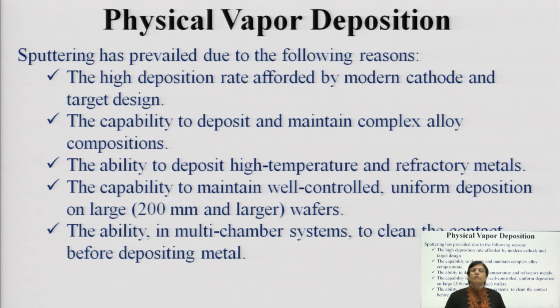Now, why is sputtering normally preferred? It prevails due to the following reasons. It has a high deposition rate, which is afforded by modern cathode and target design. Secondly, it has good ability to maintain complex alloy compositions. It has the ability to deposit high temperature and refractory materials. It has the capability to maintain well controlled and uniform deposition. You can have 200 mm or larger wafers simultaneously used, or batch processing is also allowed, and that is one of the biggest advantages.